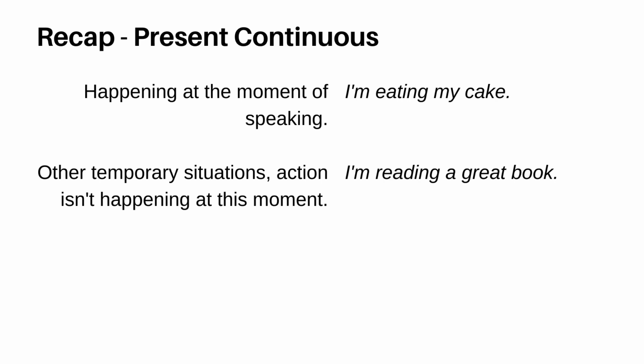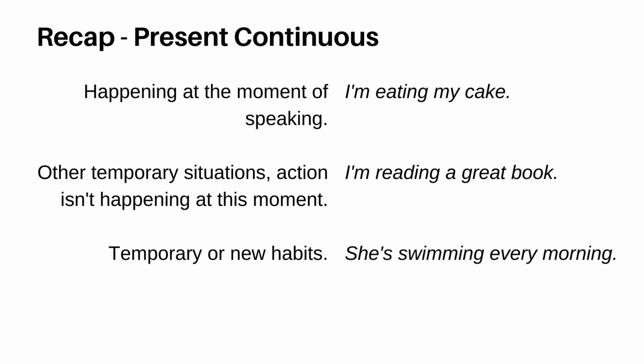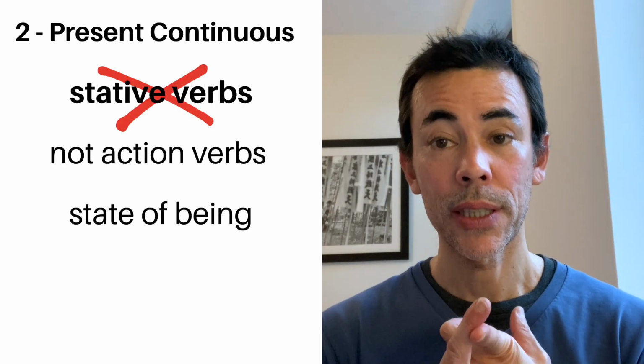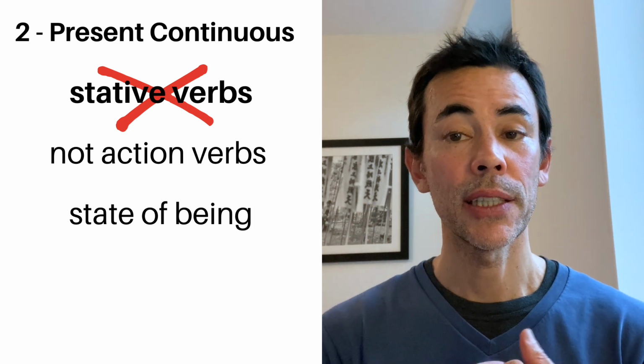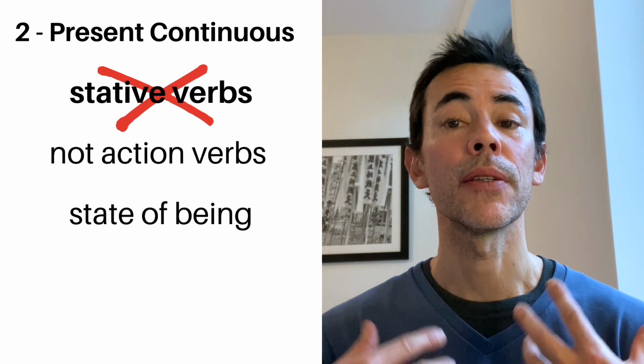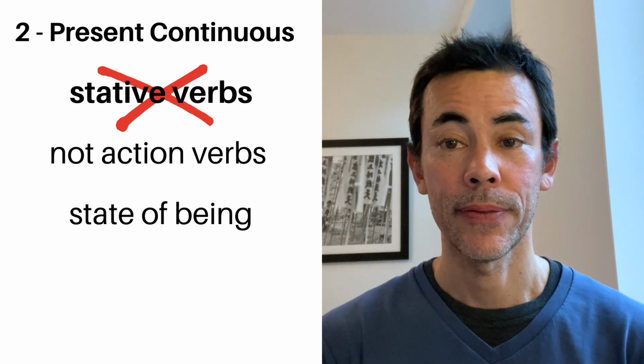We can also use present continuous to talk about temporary or new habits. For example, she's swimming every morning. When we talk about a fixed event in the future, we often use present continuous also. For example, I'm going to the dentist at 9 a.m. on Monday. Keep in mind, we don't use present continuous for stative or state verbs. Those are verbs that are not actions, but a state of being.